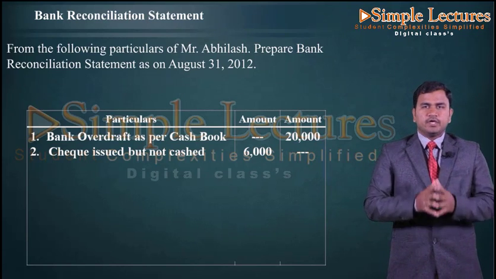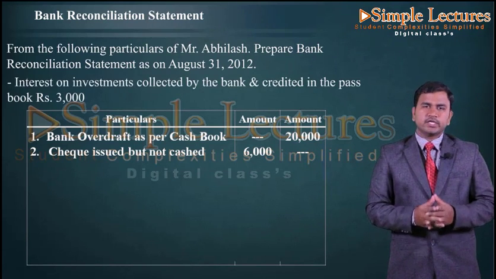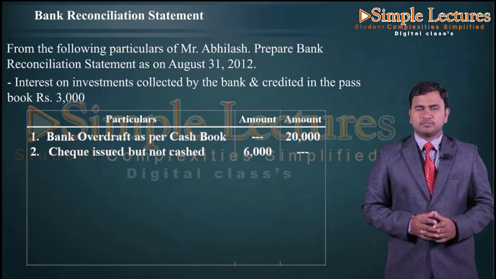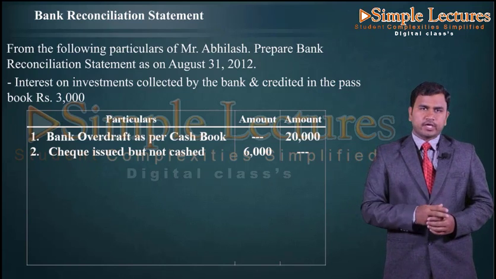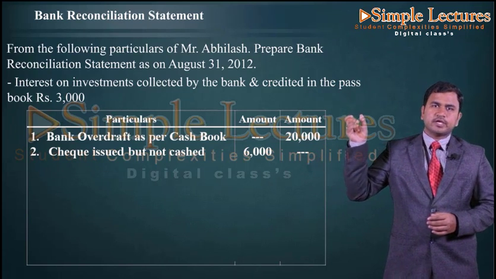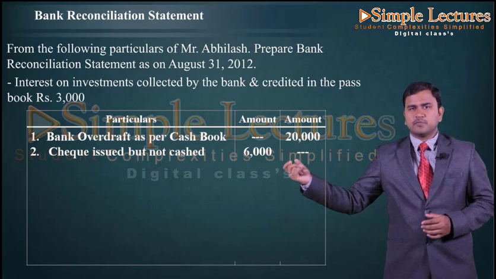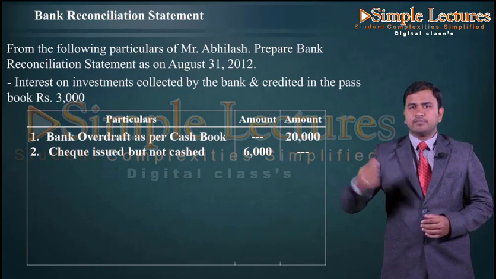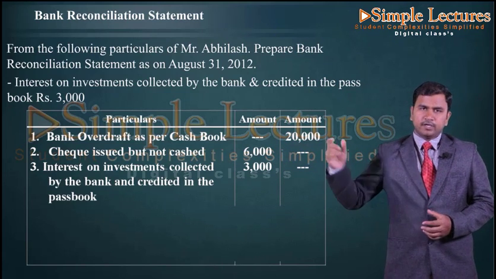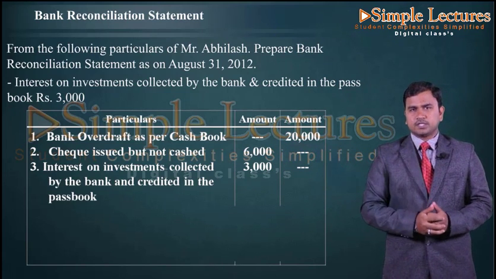Then we have interest on investment collected by the bank and credited in the passbook. So it was credited in the passbook but was not credited in the cash book. So here it will be shown in the positive amount column to reduce the negative balance we have by this positive balance. So serial number 3, interest on investment collected by bank, in the positive amount column, 3,000.